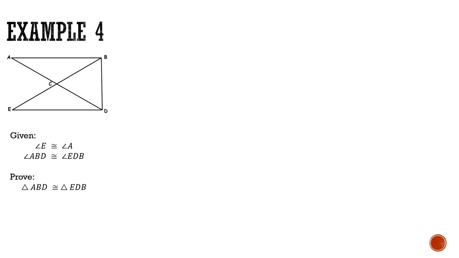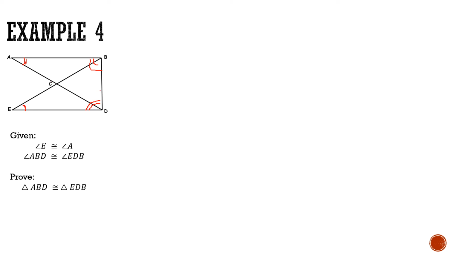So let's mark this up and see what we've got here. The first thing we were told was that E is congruent to A. So I've got that marked right there. That's a given piece of information. I was also told that ABD, which is this angle right here, is congruent to angle EDB. So that's this angle. And that's all I'm given. So what else do I know? Well, again, if I look at BD right here, we saw this in another proof. That segment is a member of both triangles.